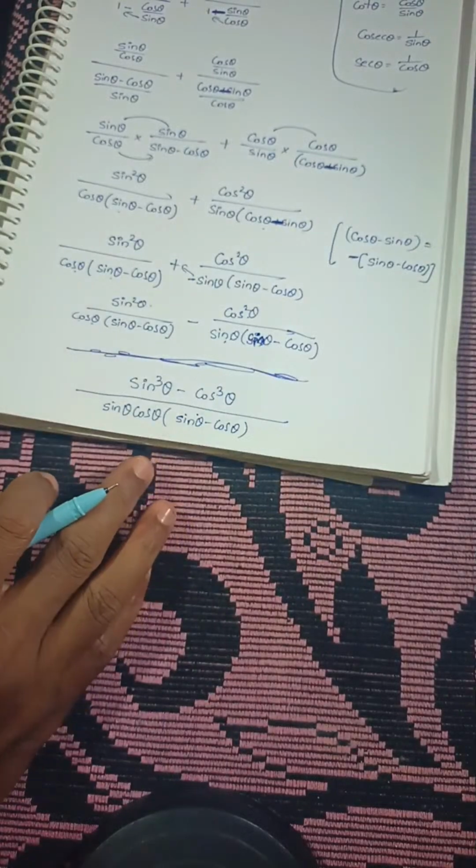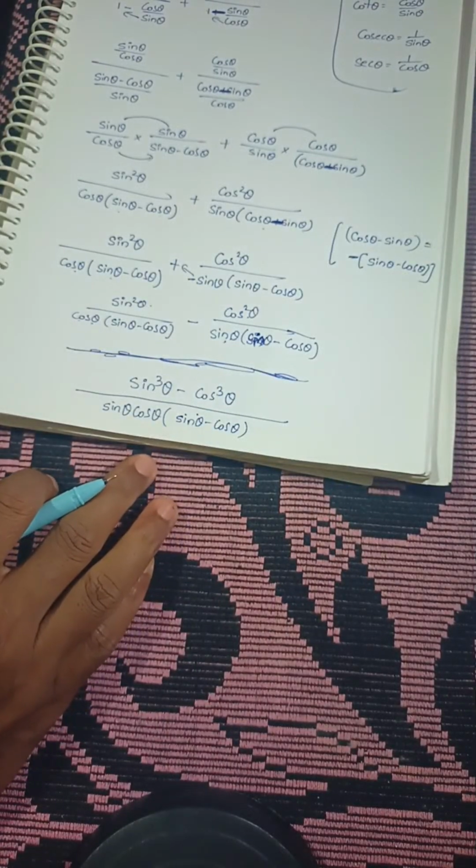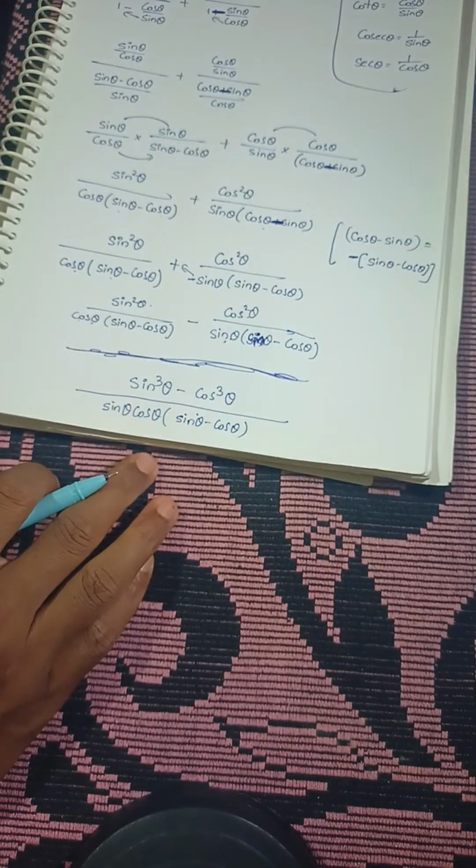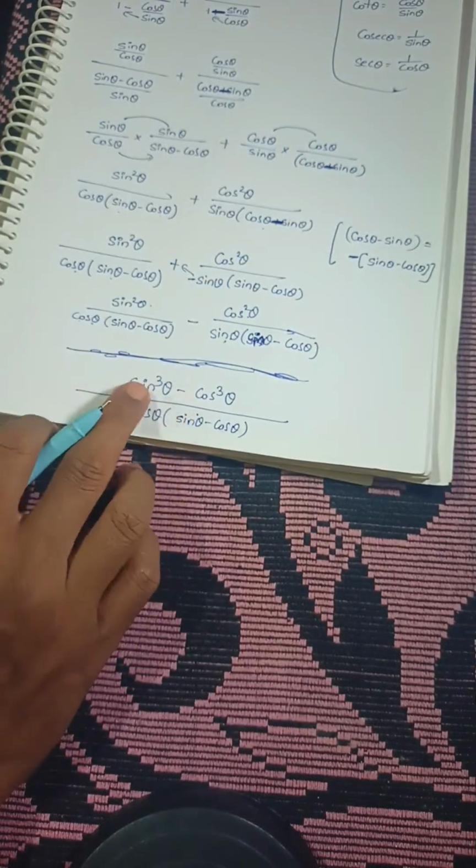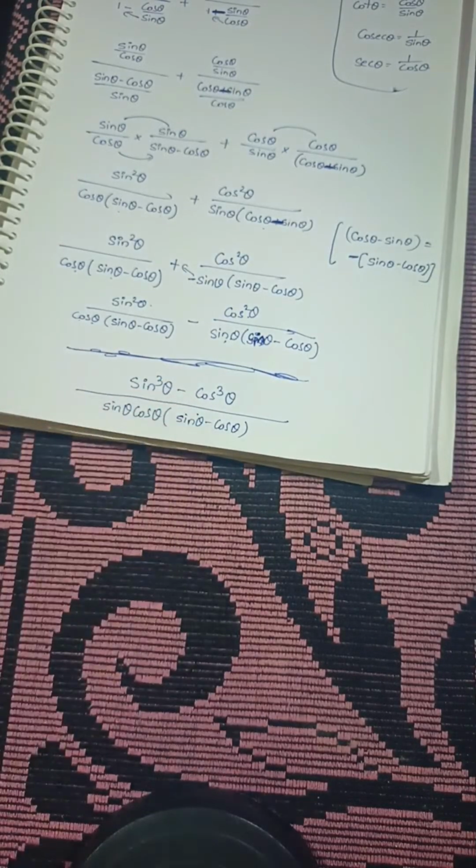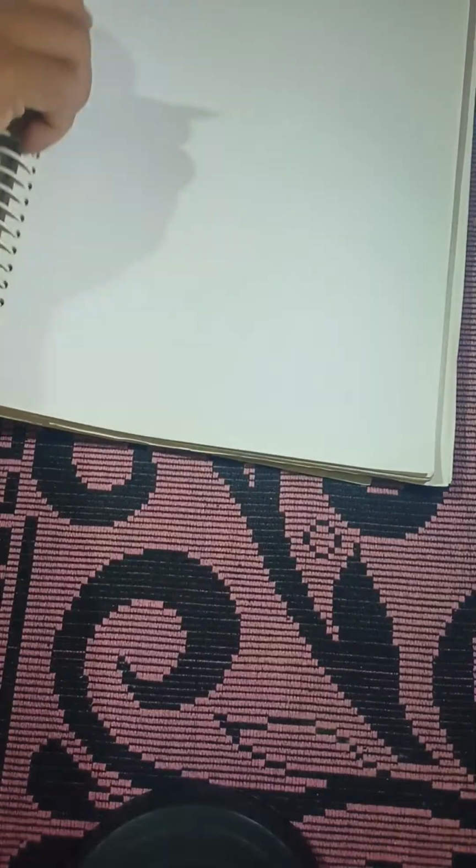Just now I have shown one formula. What is that formula we are getting? We are having this one in the form of a cube minus b cube. So I'll write it just now.